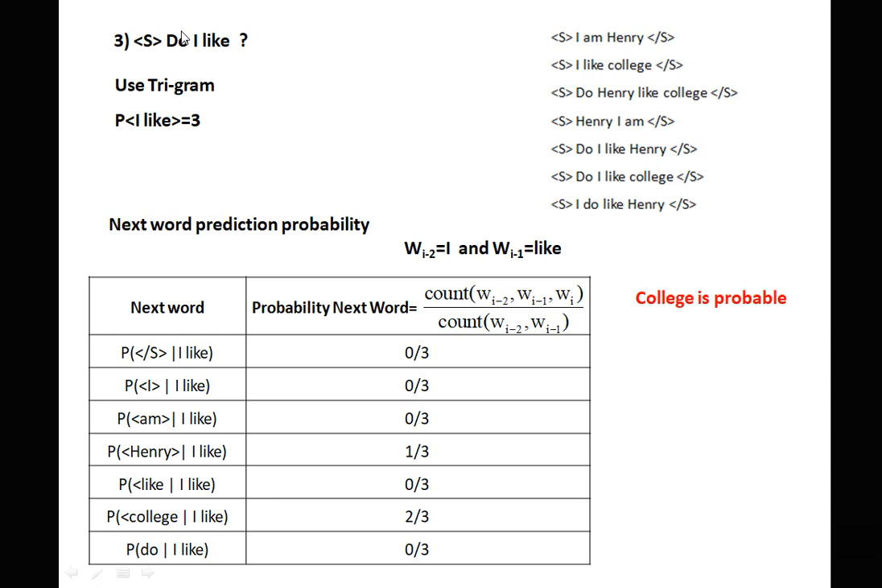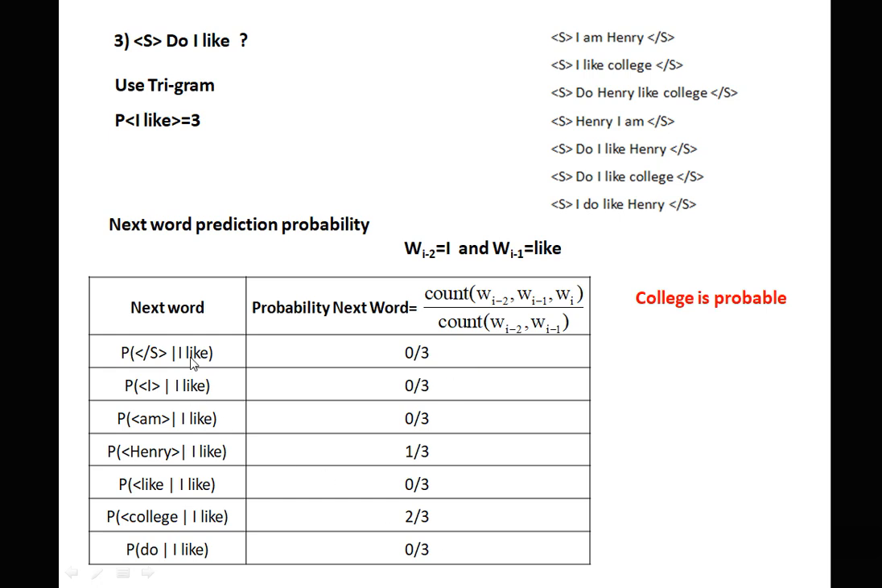Now we will solve the next problem using the trigram model. So in the trigram model, we require to check the history with the previous 2 words. So here wi minus 2 is equal to I, and wi minus 1 is equal to like. These are our previous words, I like. So we check how many times I like is coming in our corpus. So I like 1 time, 2 times, and 3 times. So I like is coming 3 times. So our denominator becomes 3.